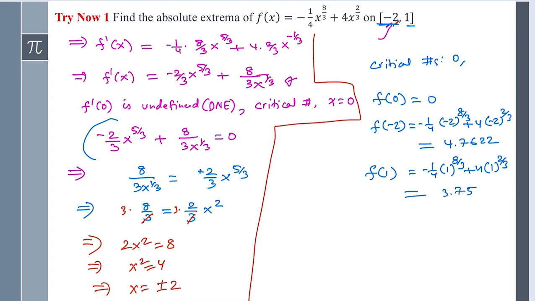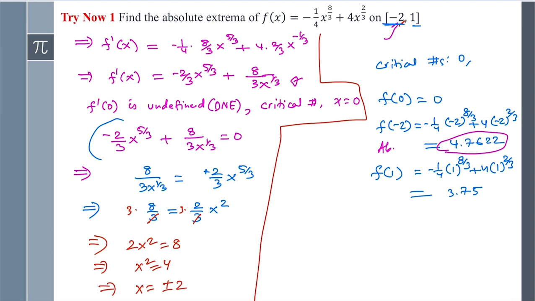3.75. So clearly you can see here that 4.7622 is the maximum value, that's the absolute max, and the minimum value is 0, so that is the absolute min.